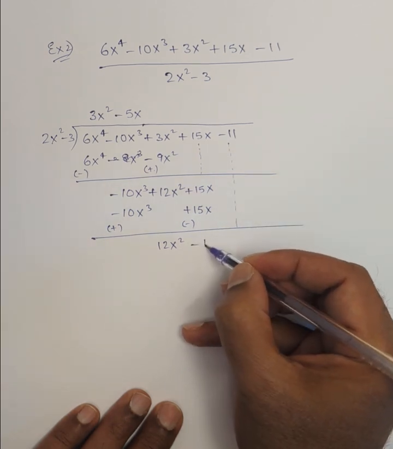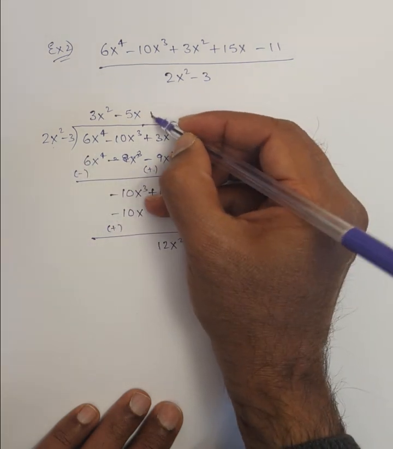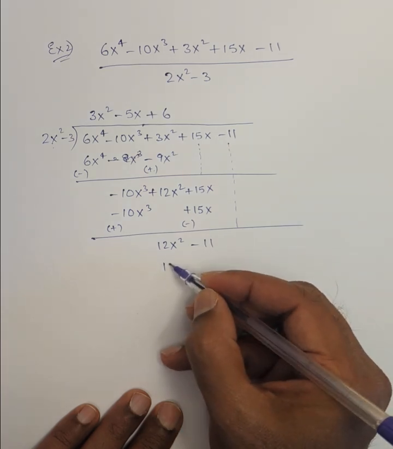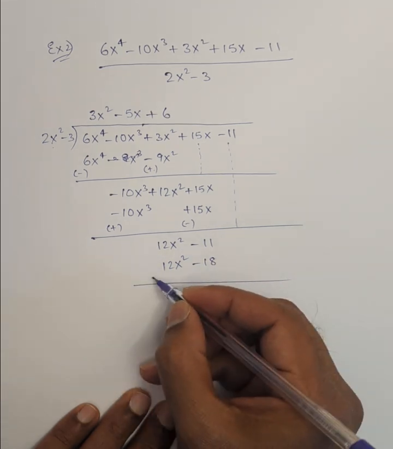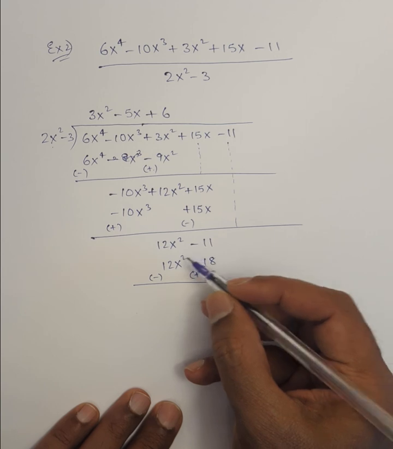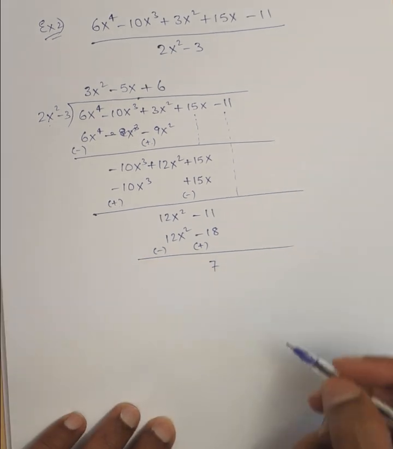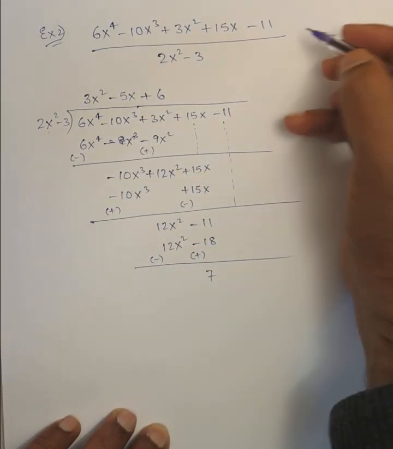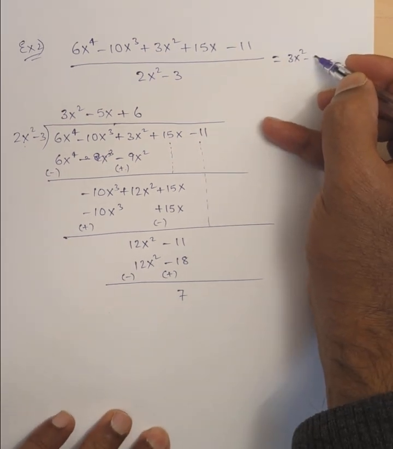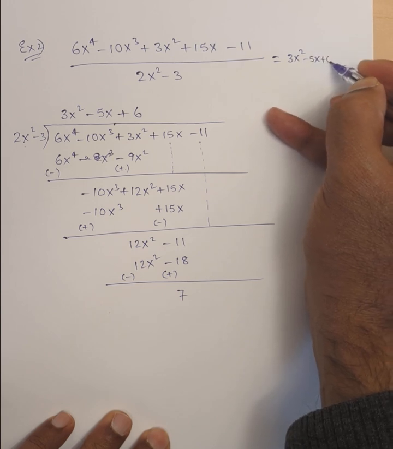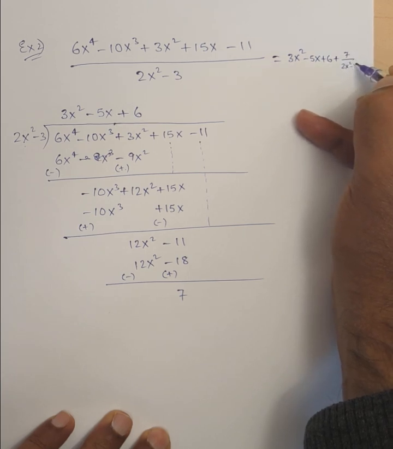And now we can borrow that negative 11. Now what do I need here to get 12x squared? I already have 2x squared, so all I need is plus 6. 6 times 2x squared is 12x squared. 6 times negative 3 is negative 18. And then again, subtract. 12x squared minus 12x squared is 0. Negative 11 plus 18 is 7. So the answer is 3x squared minus 5x plus 6 and a remainder of 7. So you would write plus 7 over 2x squared minus 3.